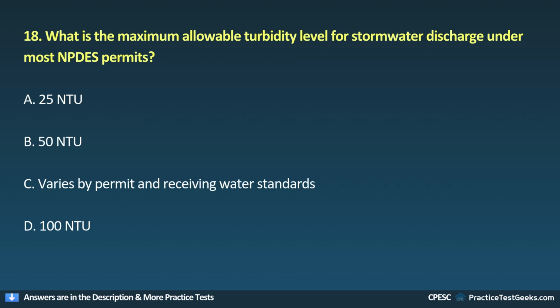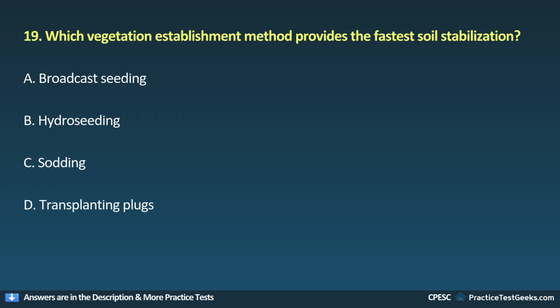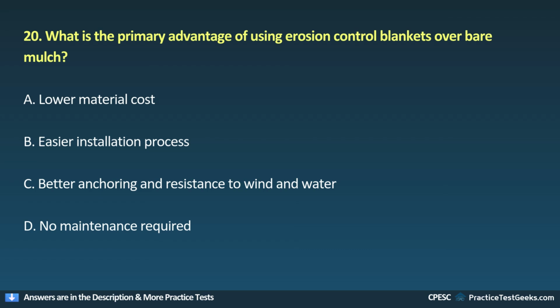C. Varies by permit and receiving water standards. D. 100 NTU. 19. Which vegetation establishment method provides the fastest soil stabilization? A. Broadcast seeding. B. Hydroseeding. C. Transplanting plugs. 20. What is the primary advantage of using erosion control blankets over bare mulch?